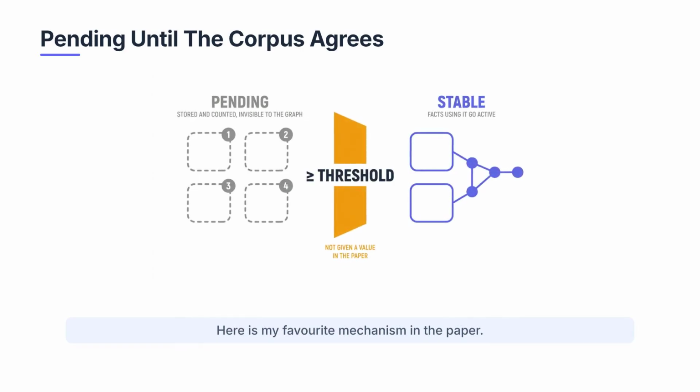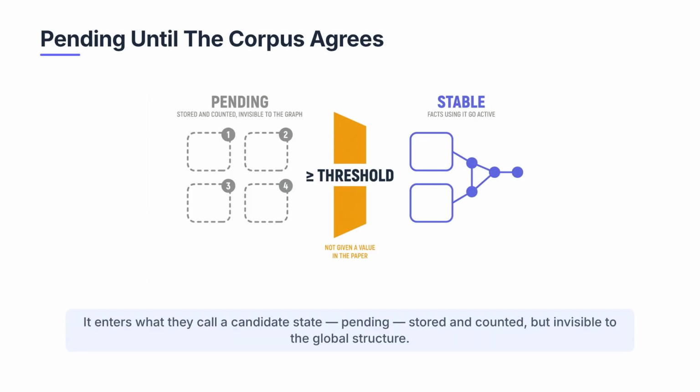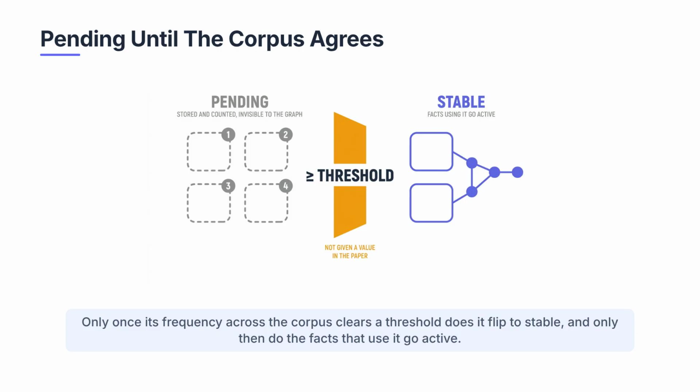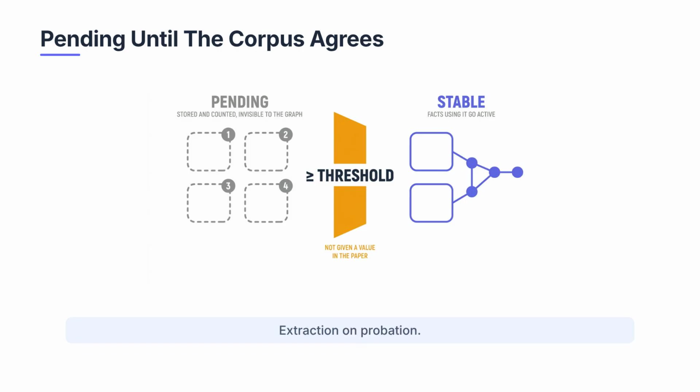Here is my favorite mechanism in the paper. A newly extracted schema does not join the graph. It enters what they call a candidate state, pending, stored and counted, but invisible to the global structure. Only once its frequency across the corpus clears a threshold does it flip to stable, and only then do the facts that use it go active. Extraction on probation. And an honest note, the paper never actually tells you what that threshold is.